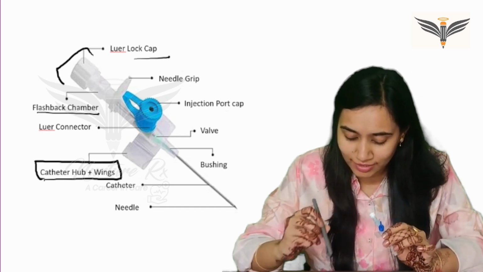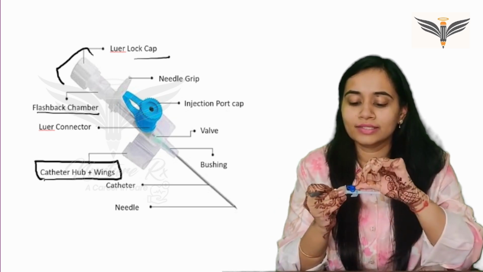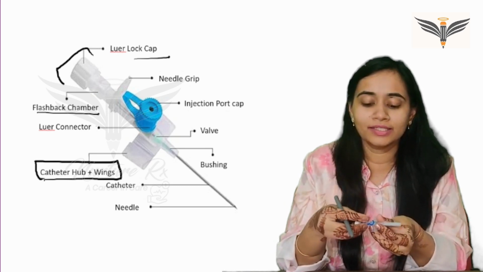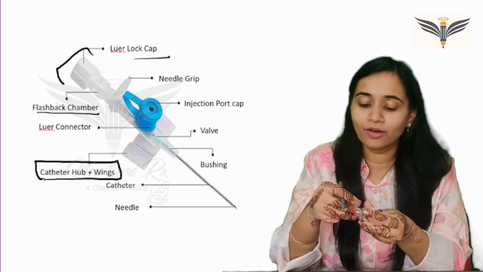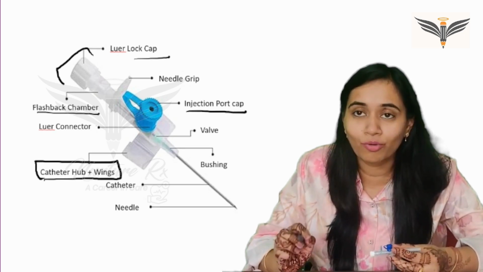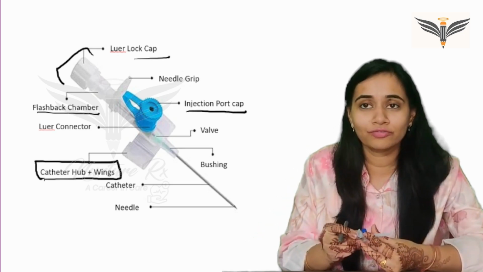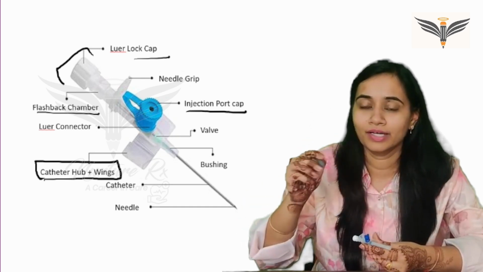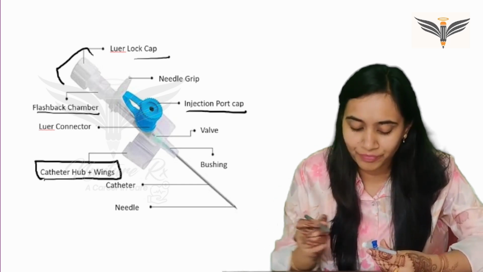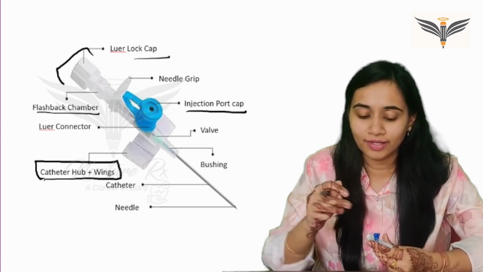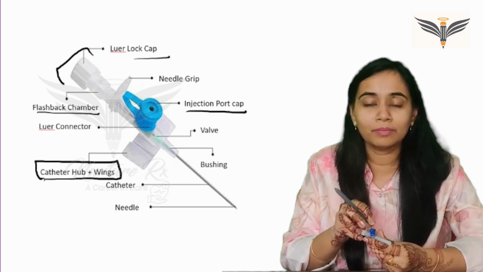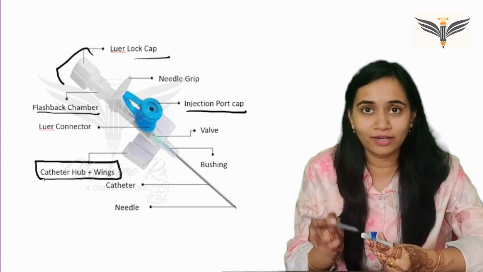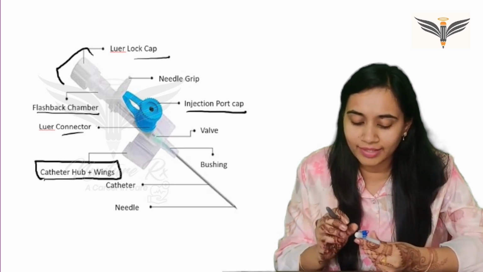Okay, so these parts. Now you can see this is a cap. This cap opens up, and you can see there is a hole here. It is called the injection port cap. As the name suggests, once you've inserted the cannula, any injection that you want to give, you can give through this cap. Therefore the name injection port. Just below it is the luer connector, your catheter part. The part that connects your external devices to your cannula is called the luer connector, right?